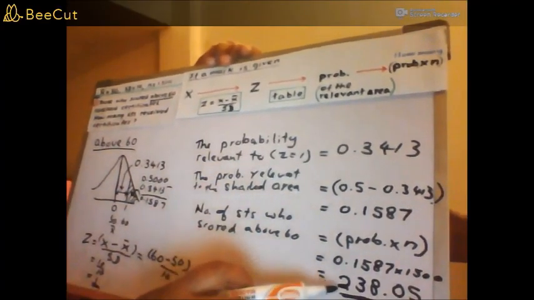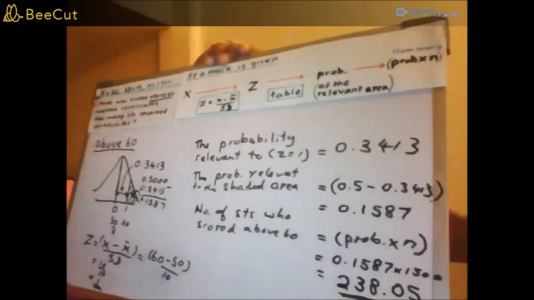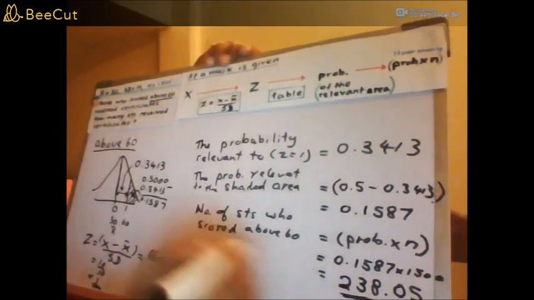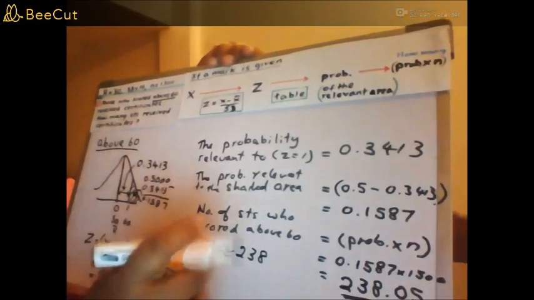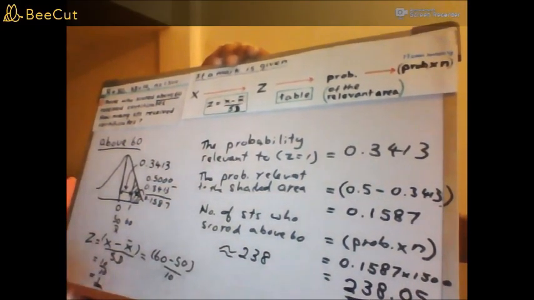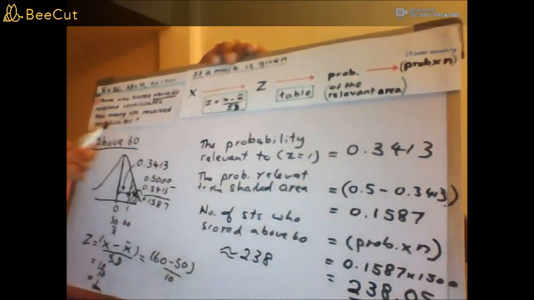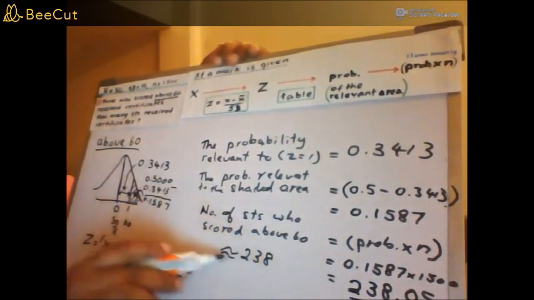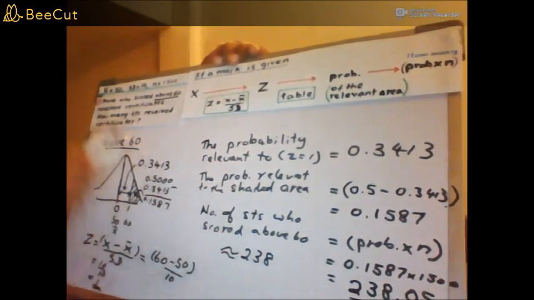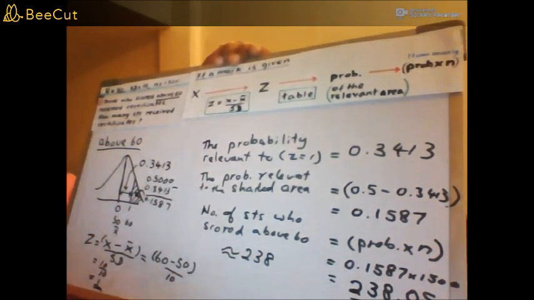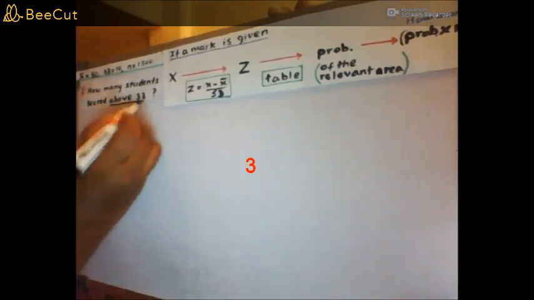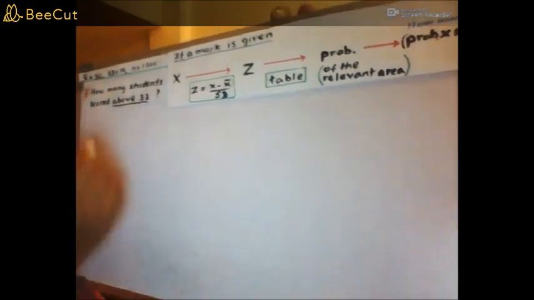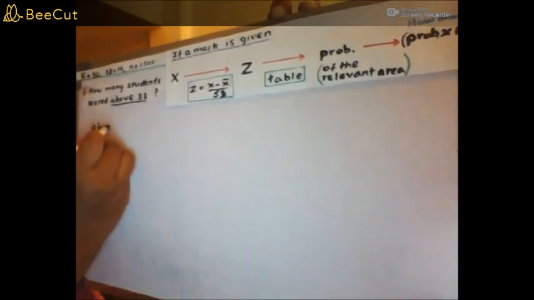We take that 238, approximately 238. You can write it like this also, approximately 238. Or you just leave it like that. So how many students received certificates? 238 students received certificates. How many students scored above 33? This is what is given, above 33. Write it here, above 33.